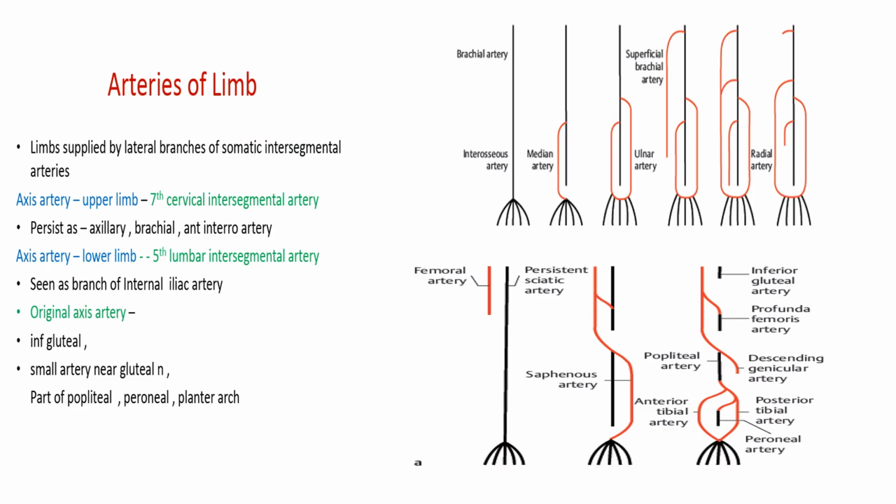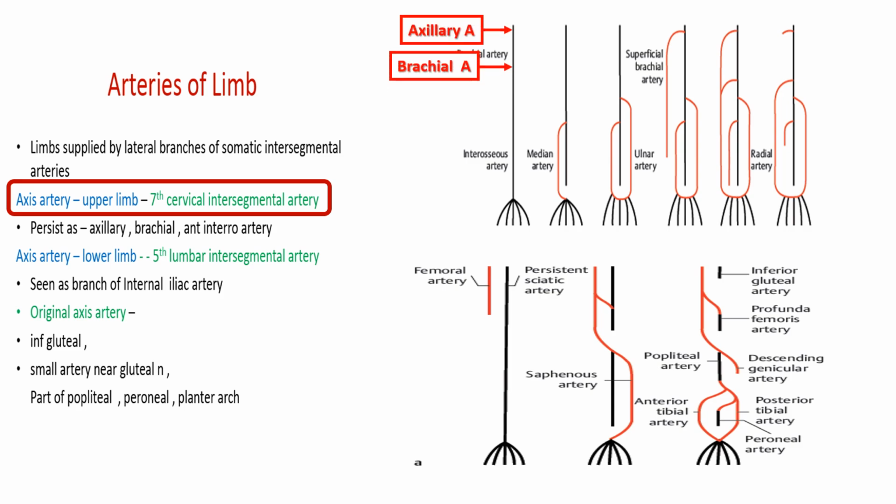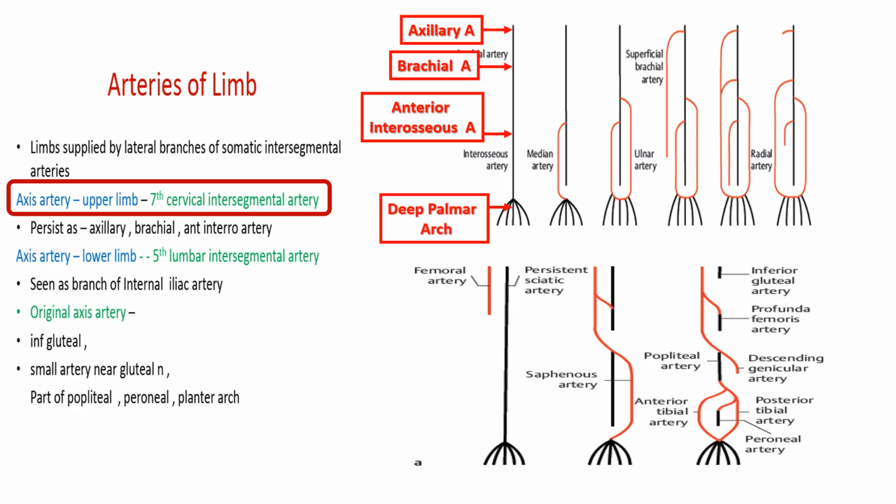So, the arteries of the limb: the axis artery of the upper limb, the seventh cervical intersegmental artery. It persists in the adult as the axillary artery, brachial artery, anterior interosseous artery, and deep palmar arch. The ulnar artery and radial artery arise as additional sprouts from the main artery.